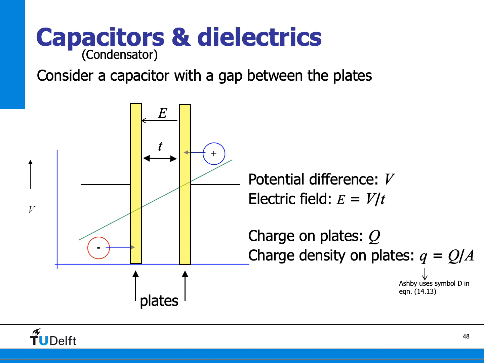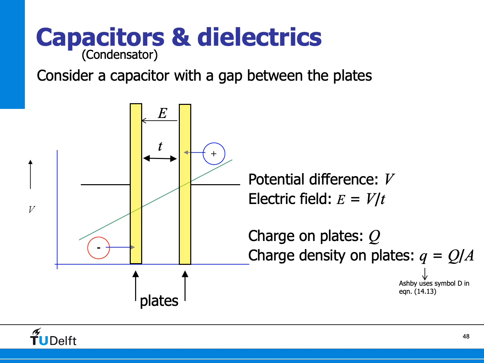So the electric field runs from plus to minus, symbolized by the letter E. There's a distance T between the plates, and sometimes I used the symbol L in the previous picture. Sorry for that. The potential difference here is indicated by the voltage V. The electric field is the voltage divided by the distance T.